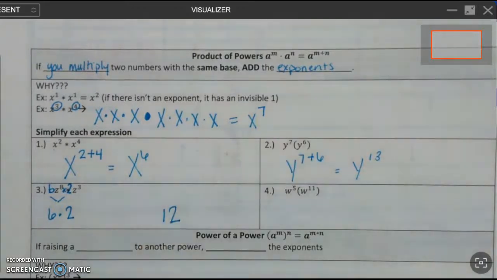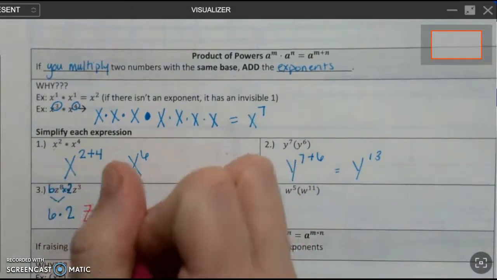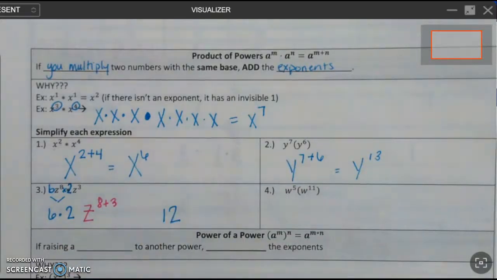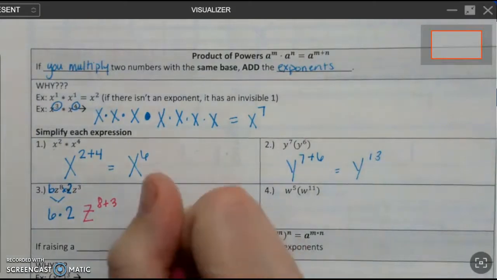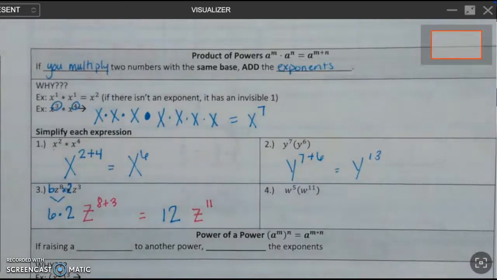Now let's talk about the z. There's two z's. One has an exponent of 8, plus the other one has an exponent of 3. So when I add those exponents together, I get z to the 11th. So we're going to multiply the coefficients. We're going to add the exponents.